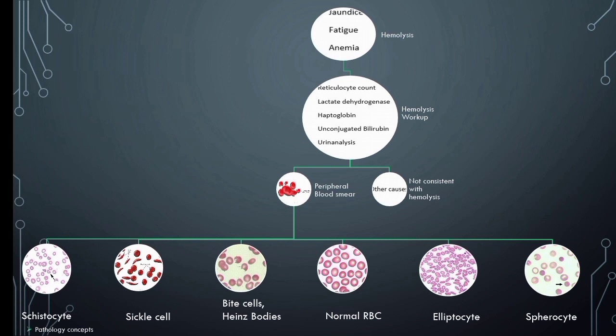If the initial workup shows the features of hemolysis, then look at the peripheral smear. Look carefully for RBC morphology. Are there any schistocytes, sickle cells, bite cells, elliptocytes or spherocytes seen or not?